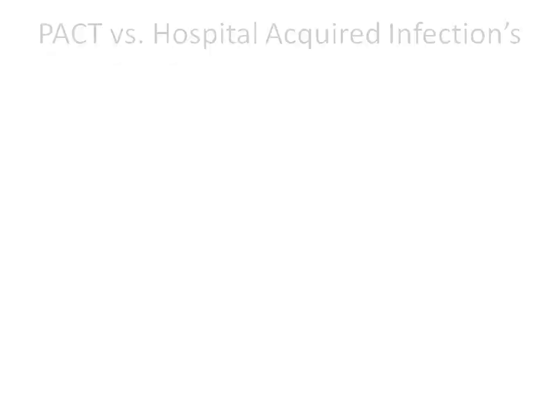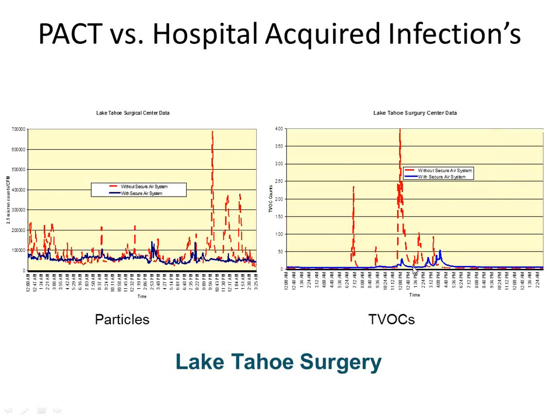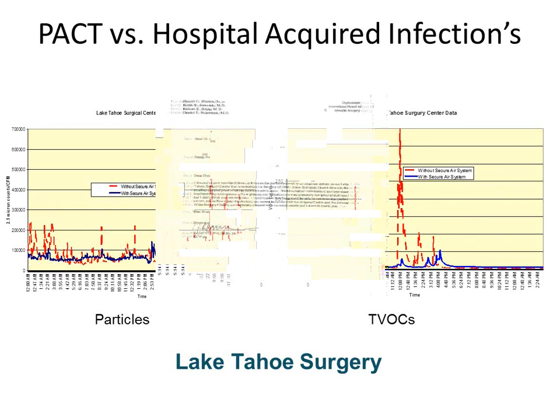They had a Lake Tahoe Surgery Center about hospital-acquired infections. The red line here, the particulates, the red line is without the secure system on. This is with the secure system on. You can see that maybe this spike here may have been when they turned on something. Maybe they turned on the air handler and it blew particulates in the space. But this happened to be in the Lake Tahoe Surgery Center. And this second graph had to be TVOCs. And here's a letter by the hospital, and I can tell it's kind of difficult to read. But they said since it's been in there, there's been no hospital-acquired infections.